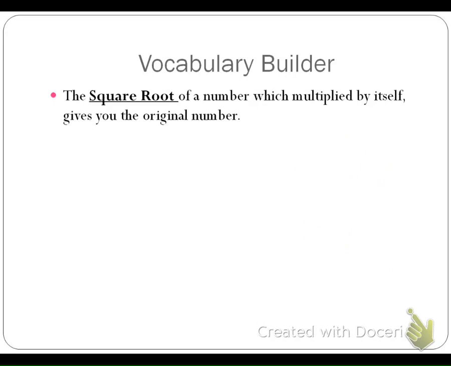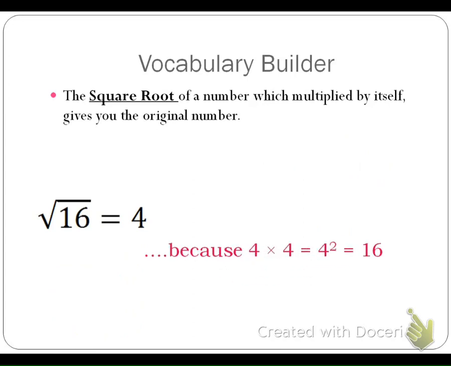The square root of a number is whatever number you can multiply by itself that gives you the original number. So what I mean by that is, in this example we have the square root of 16 is equal to 4. Because 4 can be multiplied by itself, we get the number underneath our radical sign. So here let's go over some vocabulary with square roots. 4 times 4 is 4 to the second equals 16.